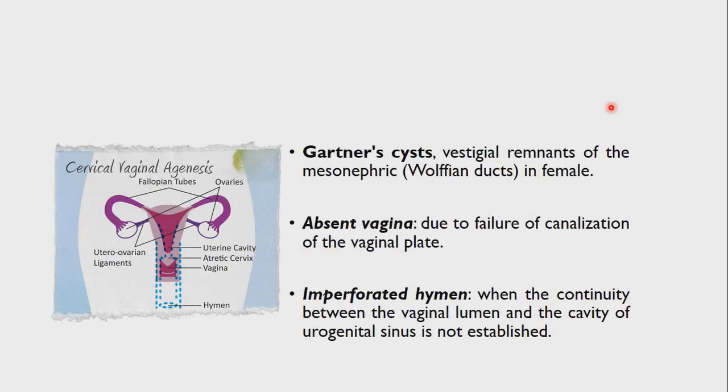Another abnormality is called Gartner cyst, and the Gartner cyst is a vestigial remnant of the mesonephric or Wolffian ducts in the female. Absent vagina, this is due to failure of canalization of the vaginal plate that occurs at the 5th month of fetal development. Another abnormality is called imperforate hymen, when the continuity between the vaginal lumen and the cavity of the urogenital sinus is not established.